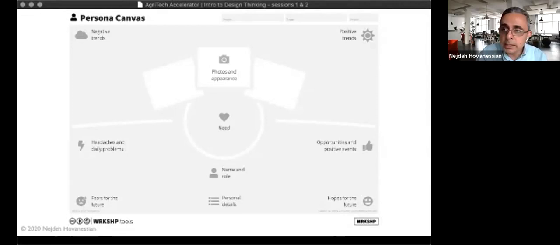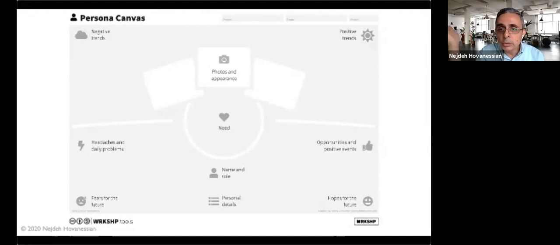When you finalize your persona, you can print it out and stick it on your wall, and communicate every day during your process with that person who has a name, a photo, and certain defined needs and personal details, and is living in an environment of positive and negative trends. He or she has opportunities and positive events, and also headaches and daily problems, some hopes for the future and some fears for the future. So you are creating a fictional character in order to communicate with him or her much more easily throughout your venture building process.